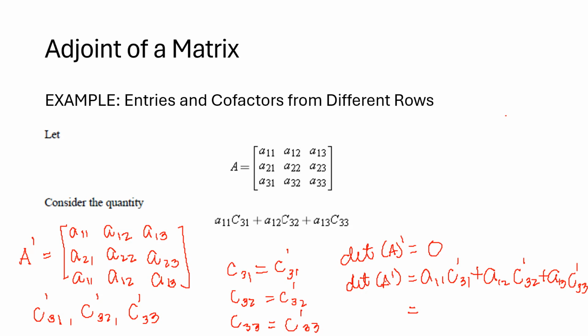of course, if we substitute the primed cofactors by these, you could have A11 C31 plus A12 cofactor 32 plus A13 cofactor 33. Then take note that the determinant of A' is equal to 0. So in other words, this statement is equal to 0.